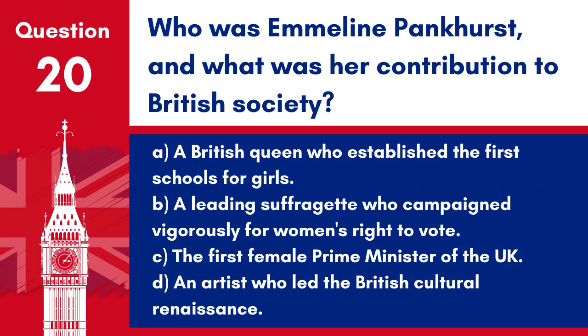Question 20. Who was Emmeline Pankhurst, and what was her contribution to British society? A. A British queen who established the first schools for girls. B. A leading suffragette who campaigned vigorously for women's right to vote. C. The first female Prime Minister of the UK. D. An artist who led the British cultural renaissance.